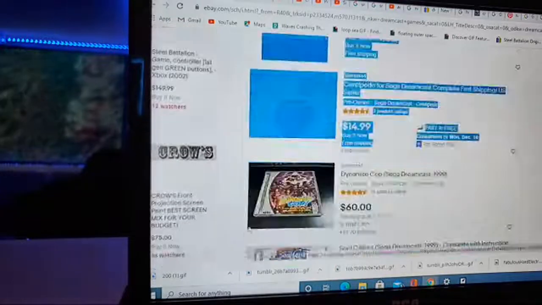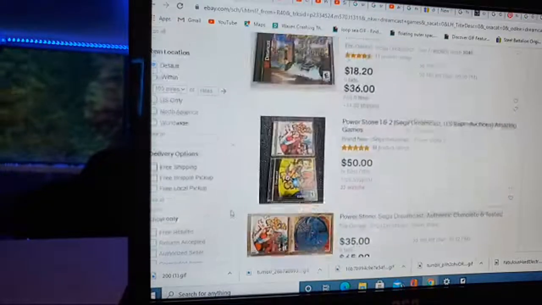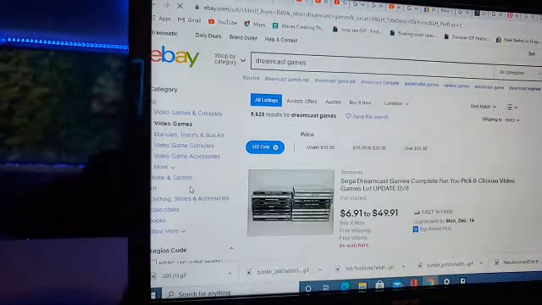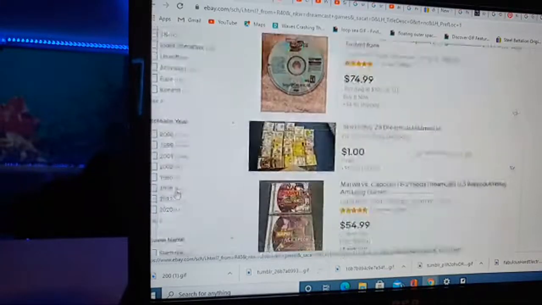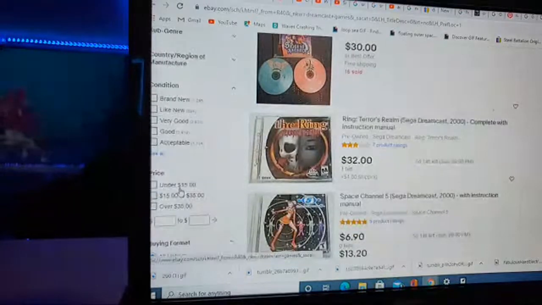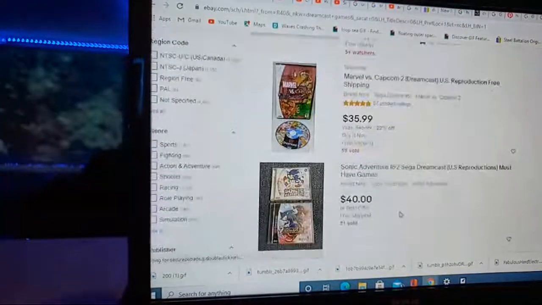Because I don't want to be bidding on anything. I got time to be bidding. What do we got? Oh, come on, get out of here with this dumb nonsense, please. I need to go in. I need to put US only, and no bids. Let's see, very good condition, brand new, very likely acceptable. I don't care what it is. Buy now. We need to do it buy now. Let's see what we got.